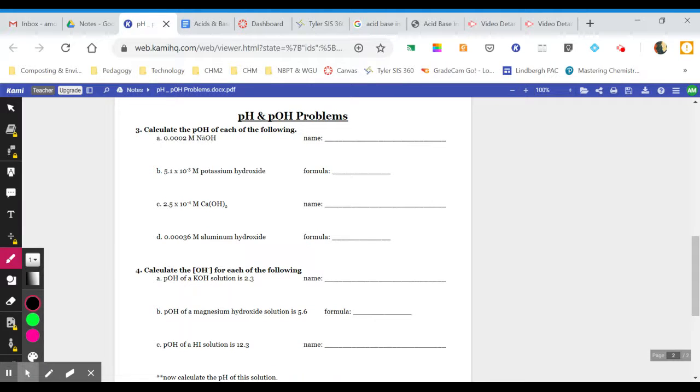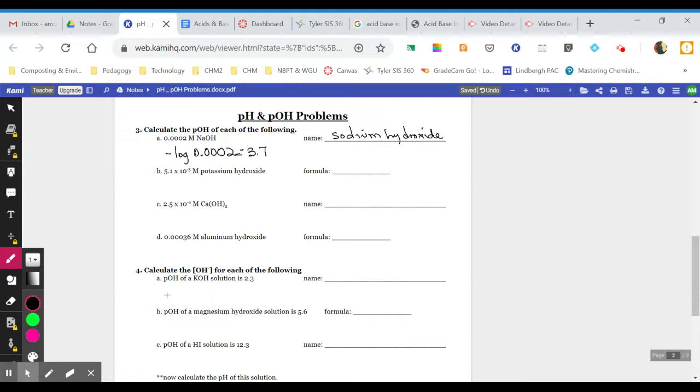Then over here, we're given bases, so we're going to calculate the pOH. So in this case, to find the pOH, we would do the negative log of the hydroxide concentration. So negative log of 0.0002, and we end up with 3.7 as our pOH. And then the name of these, remember, OH is that special polyatomic ion, it's hydroxide. So this would be sodium hydroxide.